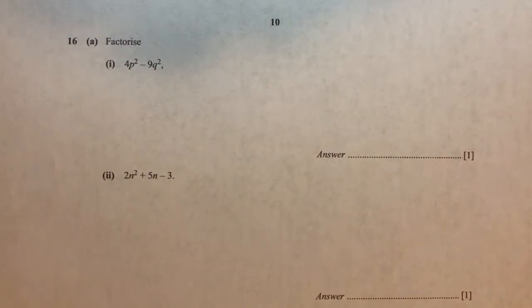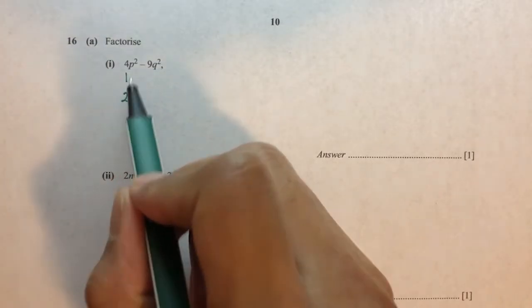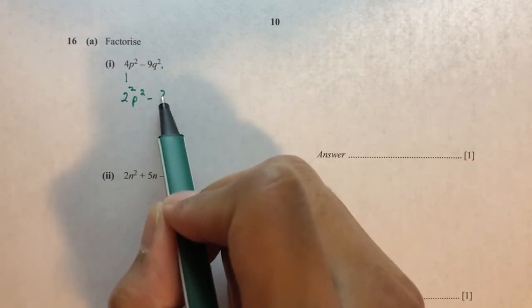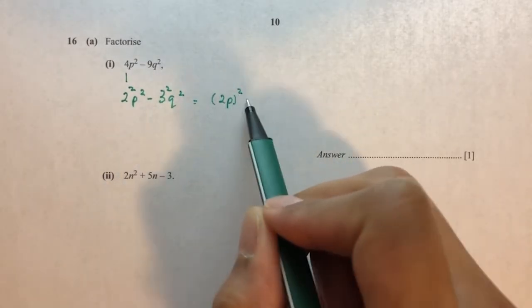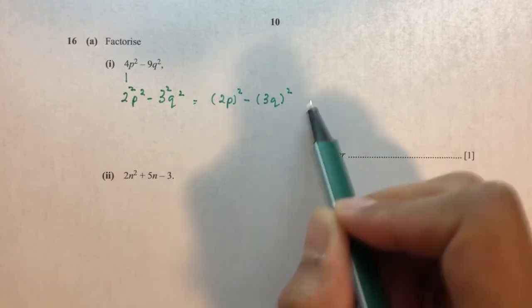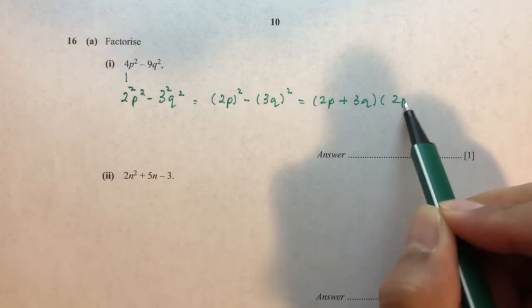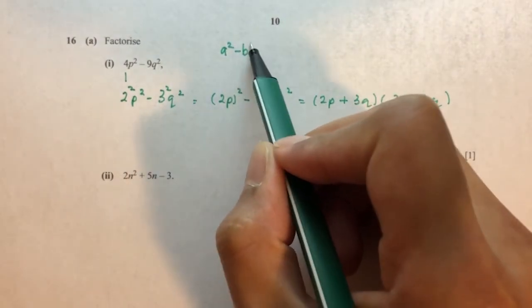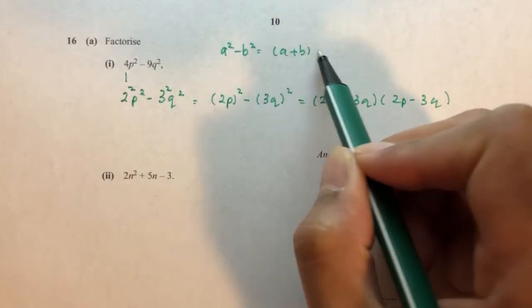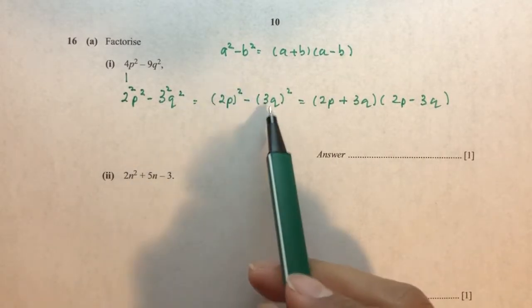Question number 16, part A, factorize 4p squared minus 9q squared. So we can see that 4 is 2 squared, p squared, minus 9 is 3 squared, q squared. So this becomes (2p) squared minus (3q) squared, which is (2p plus 3q)(2p minus 3q). So we use the formula a squared minus b squared equals (a plus b)(a minus b).